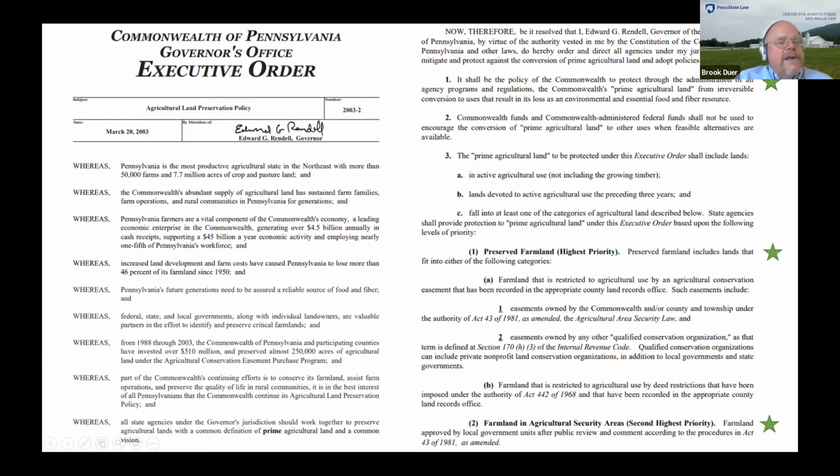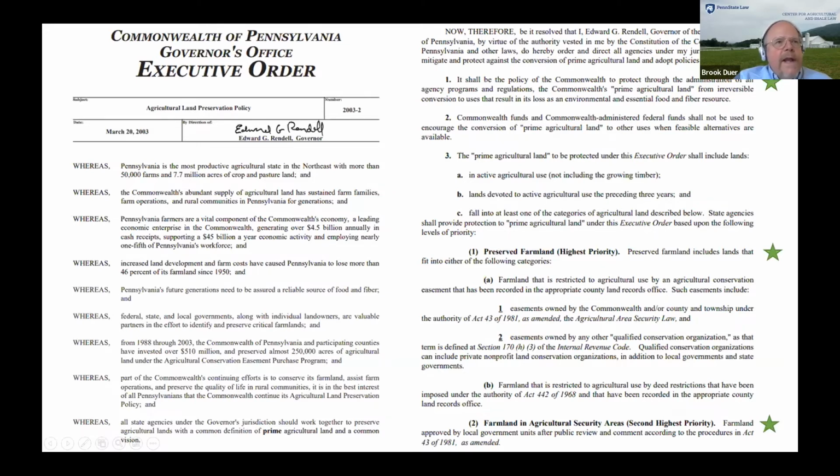And we're going to talk about ag security areas next time, how you form them, and what kind of benefits they bring. Preserved farmland, many of you here obviously know all about. That's land that is subject to an ag conservation easement, but I do need to tailor our topic to beginners, because that is the series that we're doing here. And by the way, I do apologize to our out-of-state people, because this is going to be a really Pennsylvania-centric webinar. We do get a lot of out-of-state signups.